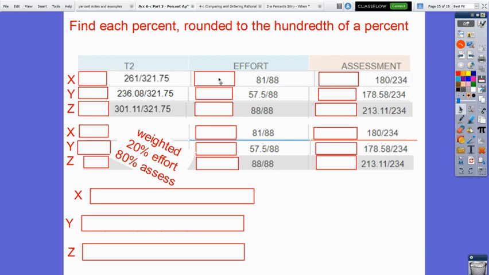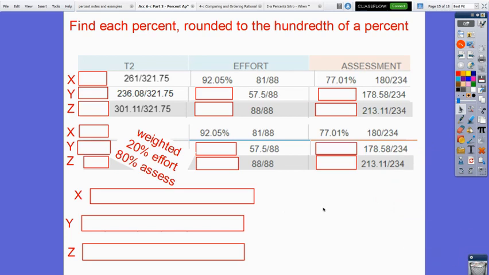So for effort, this person had 81 out of 88 points. 81 divided by 88 is 0.9205, so that's a 92% effort grade. Assessment, 180 out of a possible 234 points on assessments. Divide that and you get 77%.